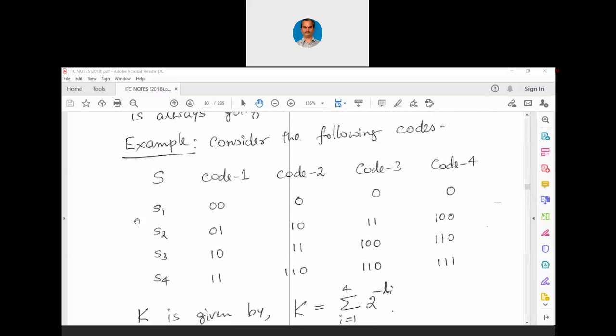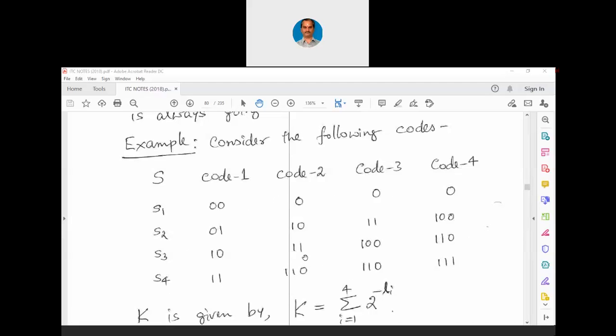Consider the following codes. There are totally four codes: code 1, code 2, code 3 and code 4. There are 4 symbols, S1, S2, S3, S4. For the 4 symbols, code 1 is 00, 01, 10, 11. Code 2 is 0, 10, 110, 111. Code 3 is 0, 01, 011, 0111. Code 4 is 0, 100, 110, 111. Now you can observe all these codes. It seems as if they are all uniquely decodable.